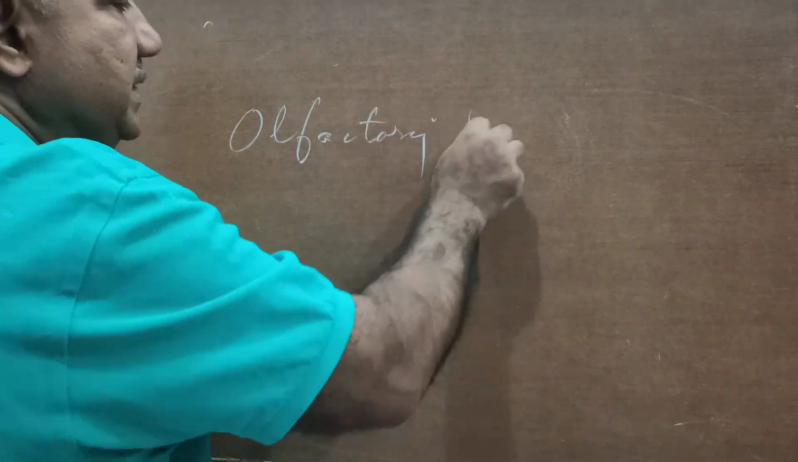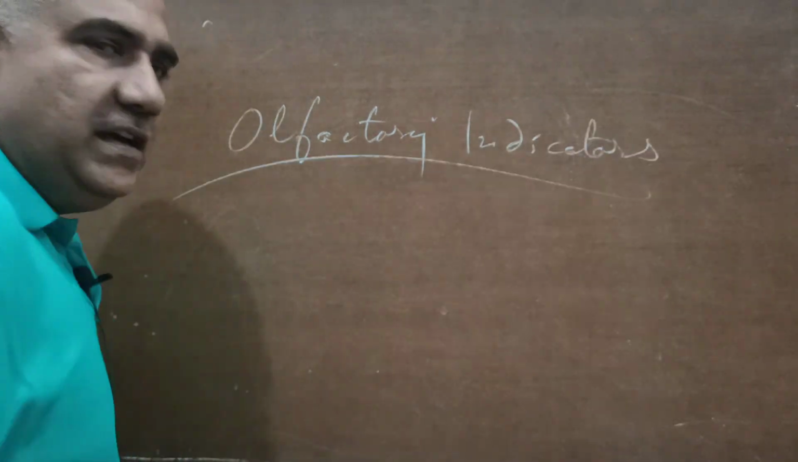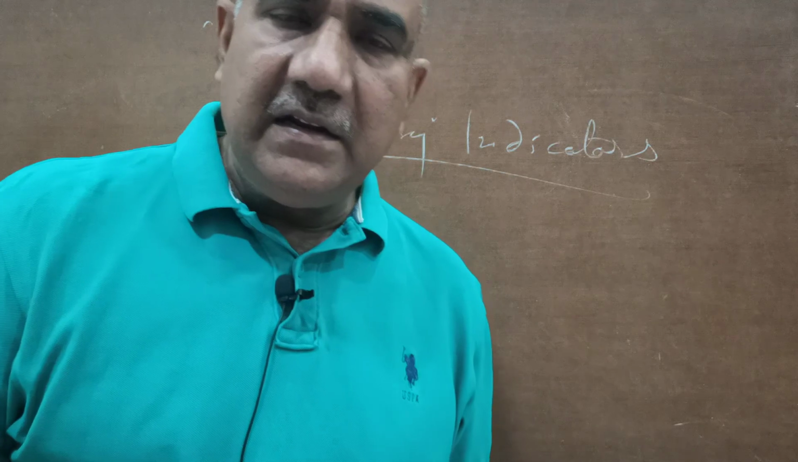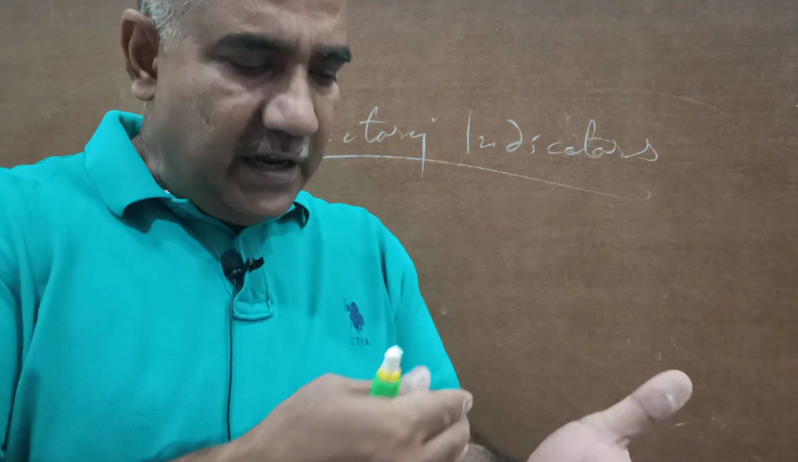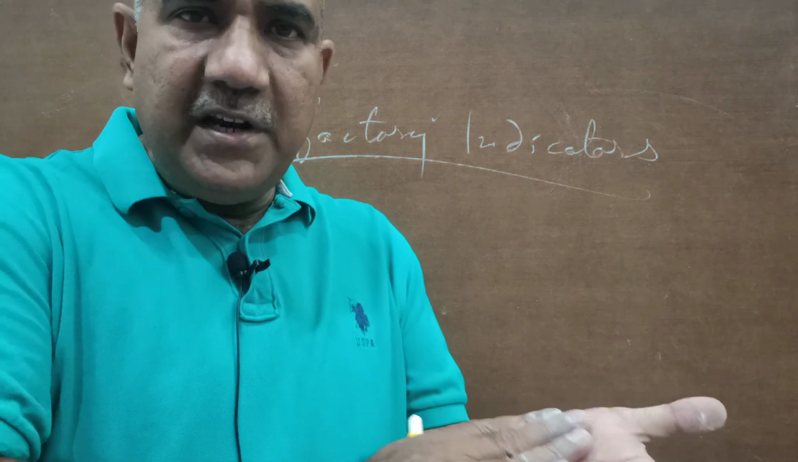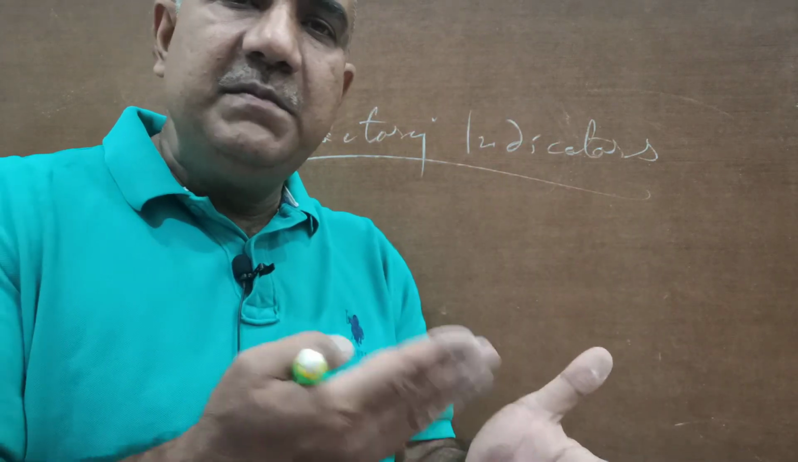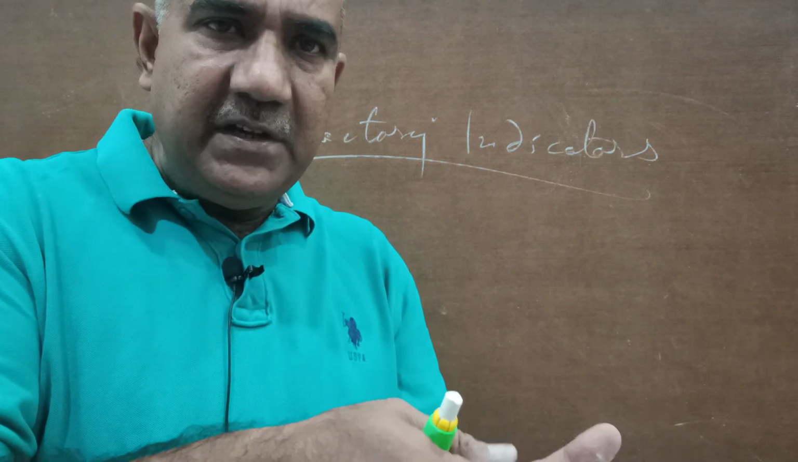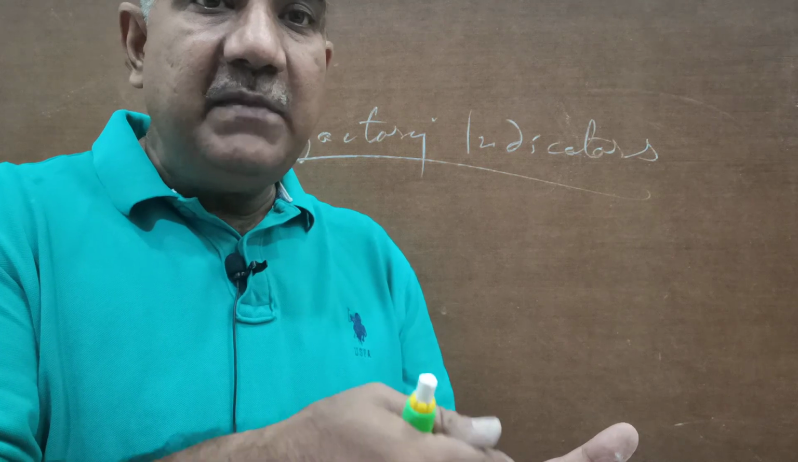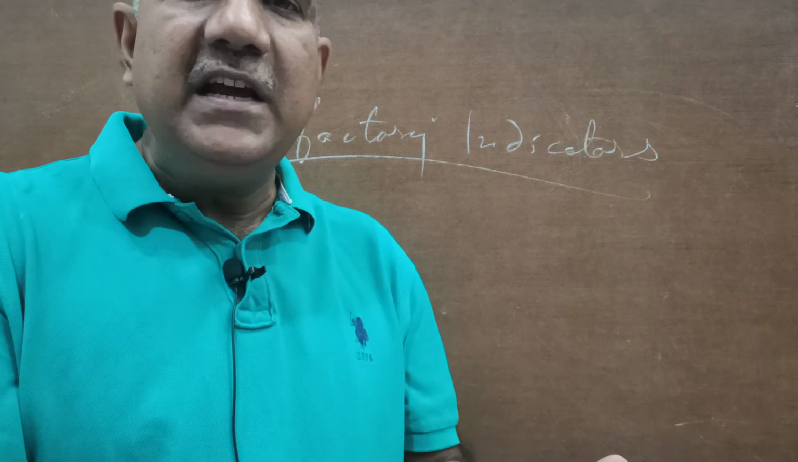Olfactory indicators. Here olfactory means relating to smell. So what we do is, you take a strip of cloth and rub some onion piece over it and try to have the smell. It will be the smell of onion. If you add acid to this strip which has the onion smell, the smell will remain as it is. But if you add base, the smell will get destroyed.